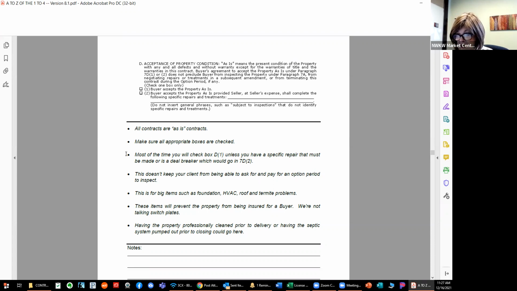All contracts are as is. Make sure all appropriate boxes are checked. And we're looking for big ticket items. We're not looking for missing switch plates or anything like that. We're looking for big items that need to be repaired, or it could be a big hole in the wall or something cosmetic like that. Whatever it is, if your client wants it done, make sure you put it in an amendment and get it signed or agreed or not agreed to within the time period.